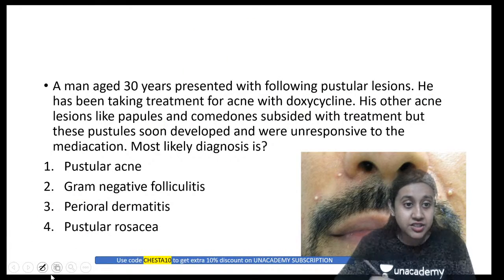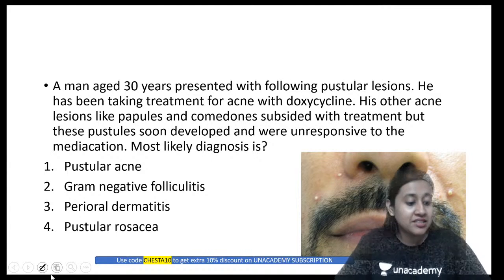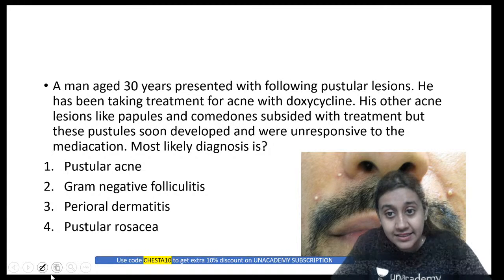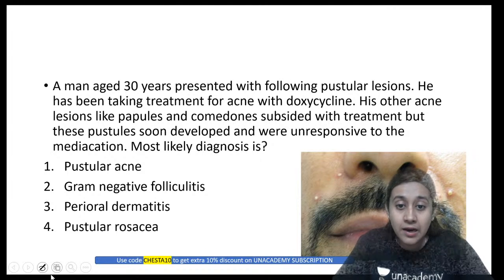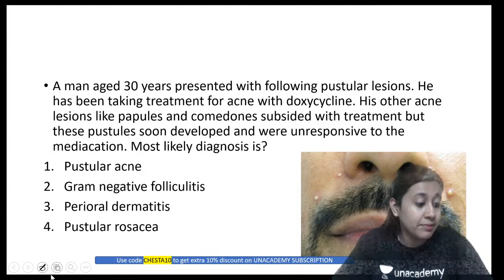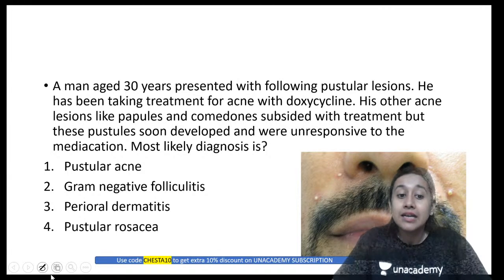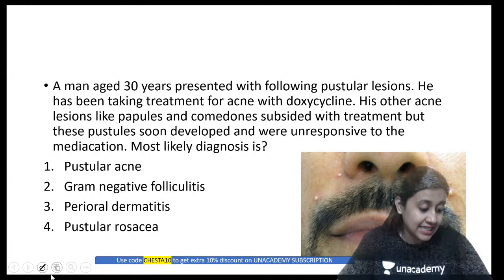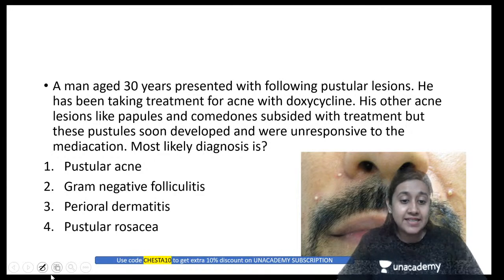Now please answer this question. A man aged 30 years presented with the following pustular lesions. He has been taking treatment for acne with doxycycline. His other acne lesions like papules and comedones subsided with treatment, but these pustules soon developed and were unresponsive to the medication. What is the most probable diagnosis here? Pustular acne, gram-negative folliculitis, perioral dermatitis or pustular rosacea. So please answer this question. It's a very good question. Please answer this question.